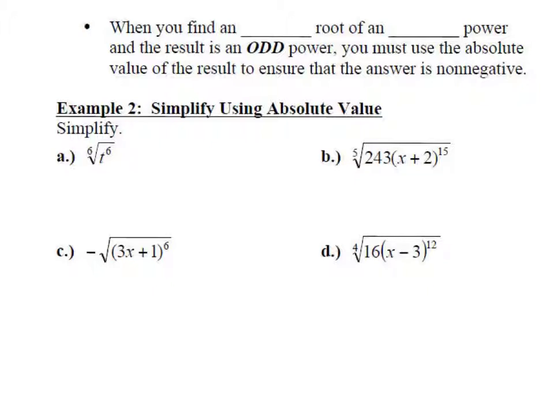So this only happens when you get an even root of an even power. Okay, that's the only time it ever occurs. No other time will happen. If you have an odd power, you don't have to worry about any absolute values. So if you find an even root of an even power and the result is odd, ooh, so many evens and odds, you have to use absolute value signs.